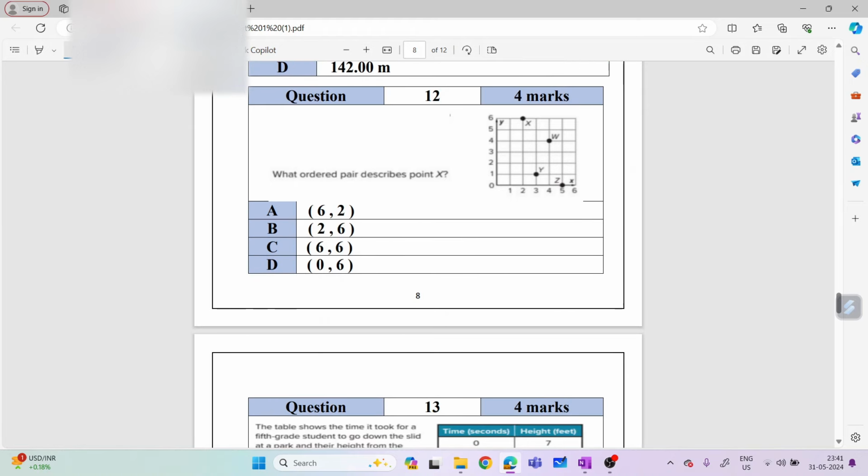See here. What is the ordered pair described by x? You see, not this x. This x means x-axis, and this y means y-axis. So this is the number x. This is the number you are interested in here. What is this? How to find it?